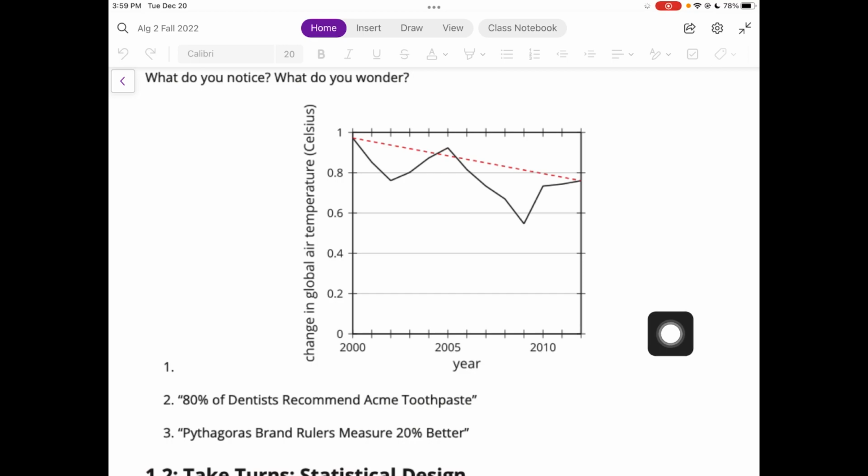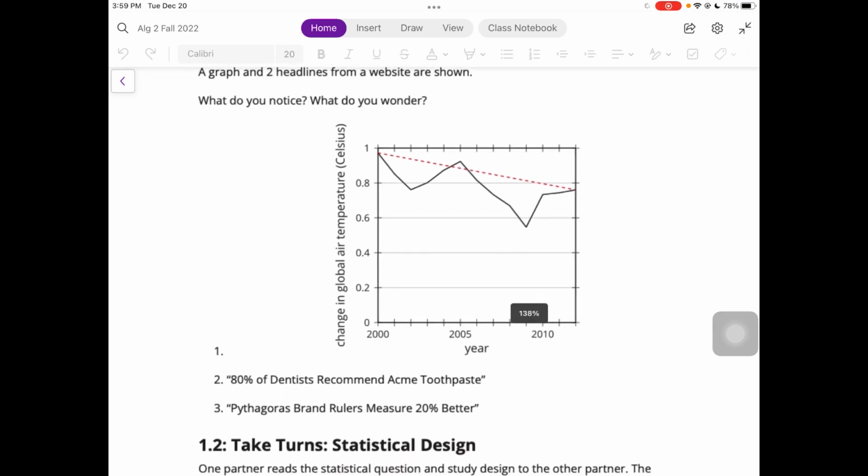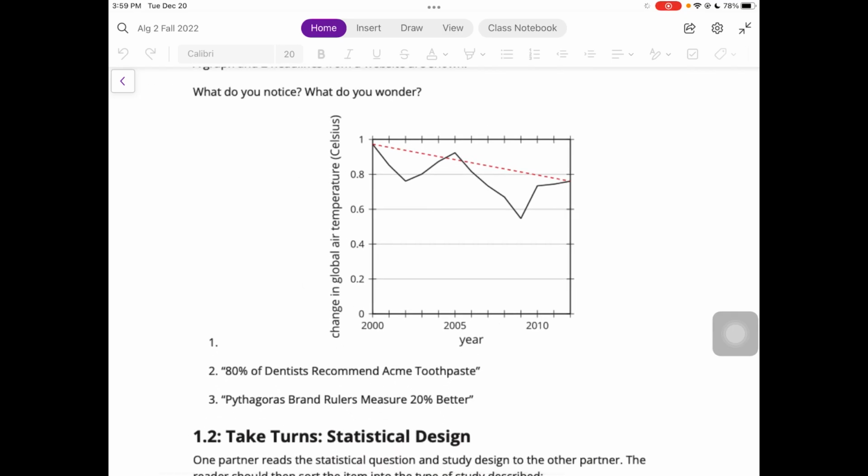Some things I wonder about the graph. What would it look like if we went further back in time? Or what would it look like if we actually used temperatures instead of just change in temperature? So there are lots of things that we can look at with graphs and with different headlines and things.